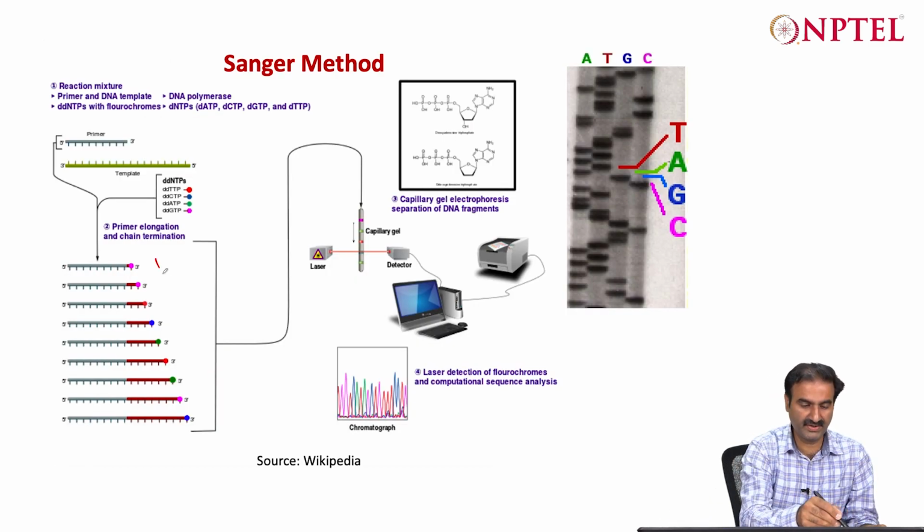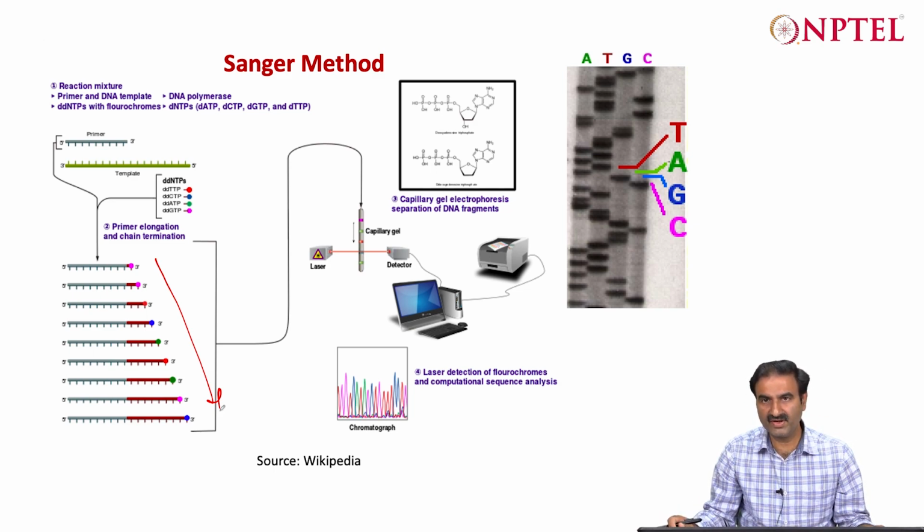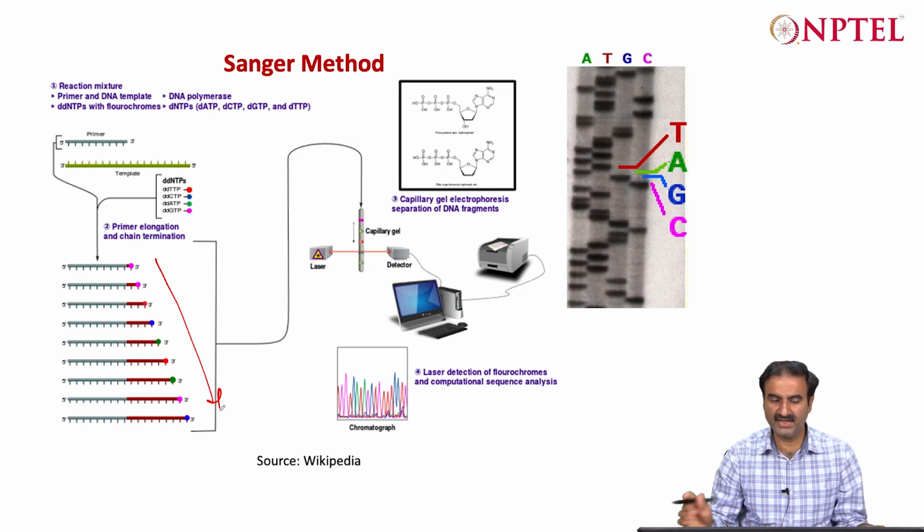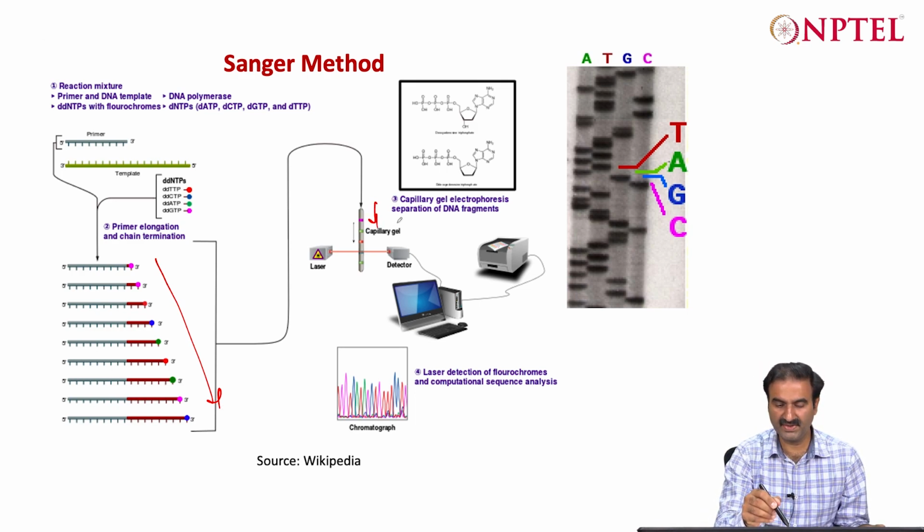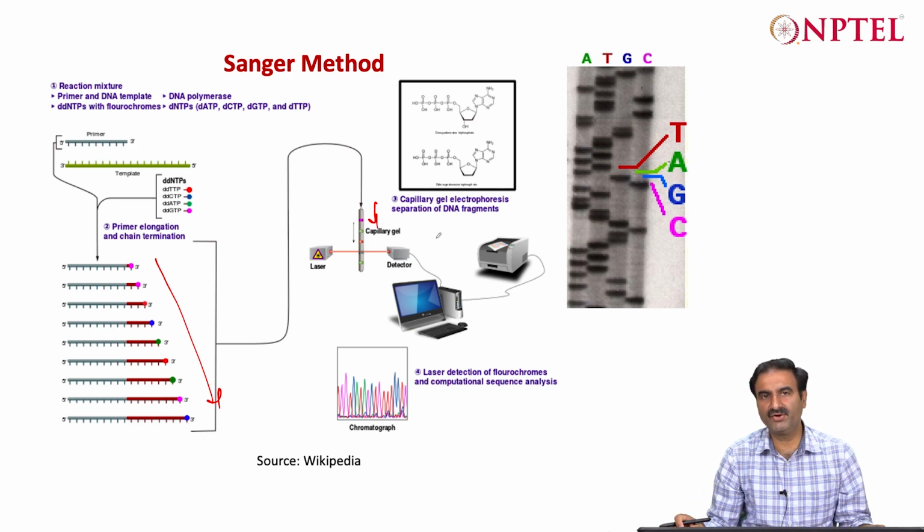So this is the library or ladder of different fragments that you have generated by random insertion of dideoxy ATGC into the sequence, and then you are separating that with capillary gel electrophoresis, and using the laser you are detecting whether it is A, T, G, or C, because these dideoxynucleotides are also fluorescently labeled. There are 2 types of rhodamine and fluorescein dyes, and their derivatives are used for the 4 different nucleotides. Then you separate that into the ATGC DNA chain, right?